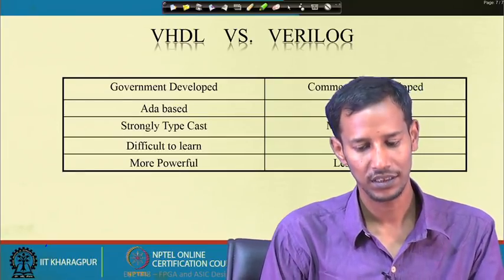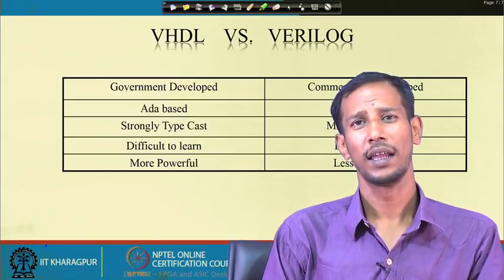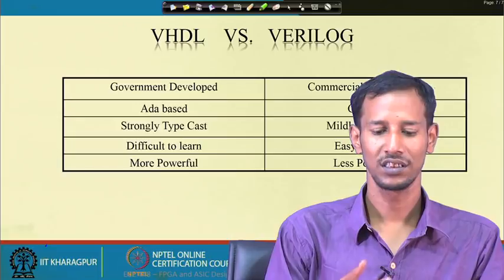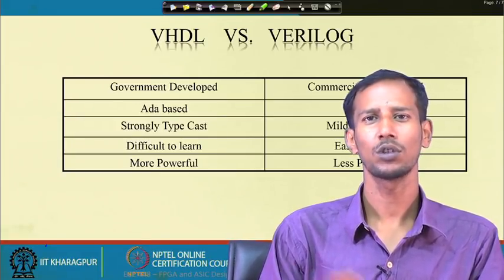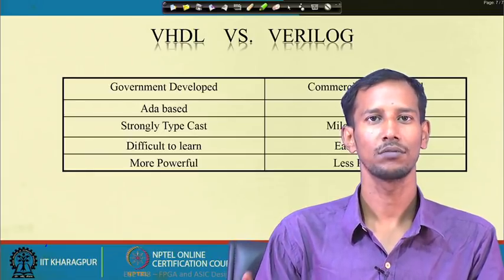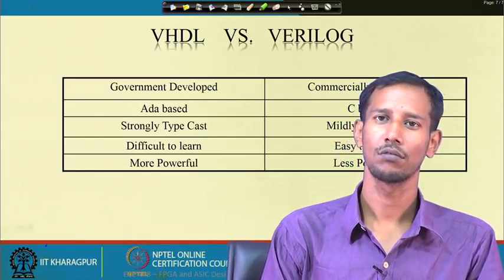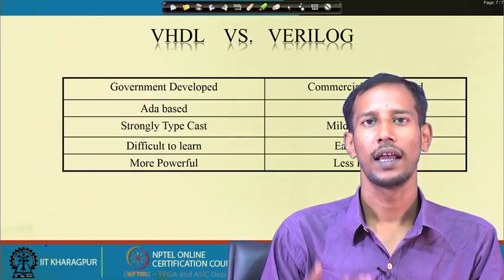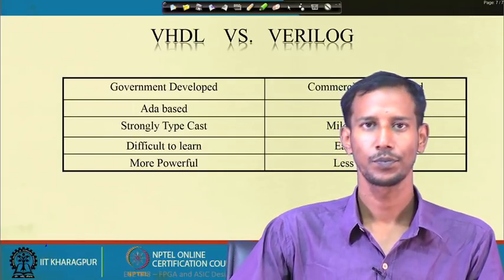So, VHDL and Verilog are very commonly used languages for describing the hardware. This is just the difference between VHDL and Verilog. Both are very popular. Nowadays people are also using System C or System Verilog. Any of these languages you know, you can use for your particular system design.